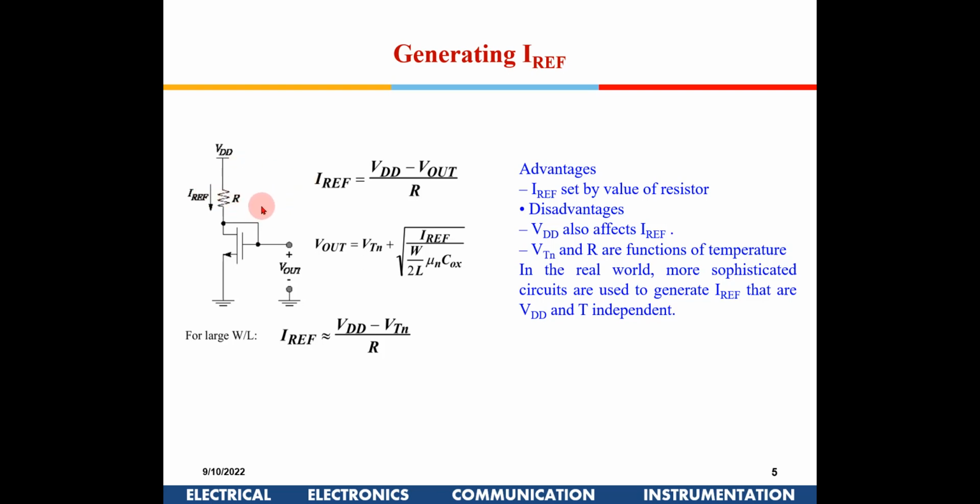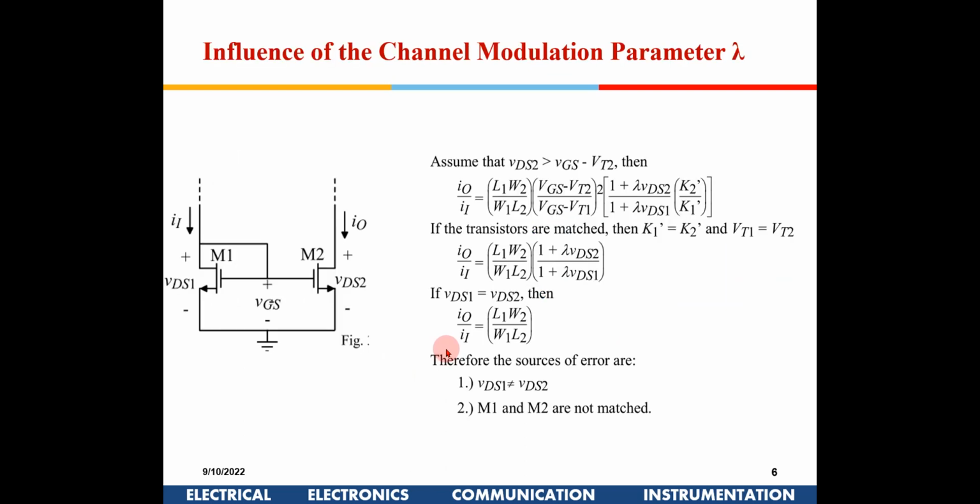Then we saw one simple method of generating I reference by using a resistance. If I write the equation, I will find I reference is VDD minus VTN by R. So you can get a stable I reference by using just a VDD and a resistance. Although this is not a perfect way of doing it, we will learn about band gap references later on, but I just introduced this circuit in the last class. So this is one of the methods of generating I reference.